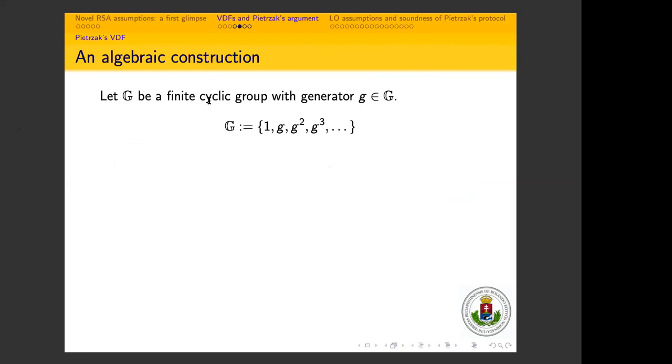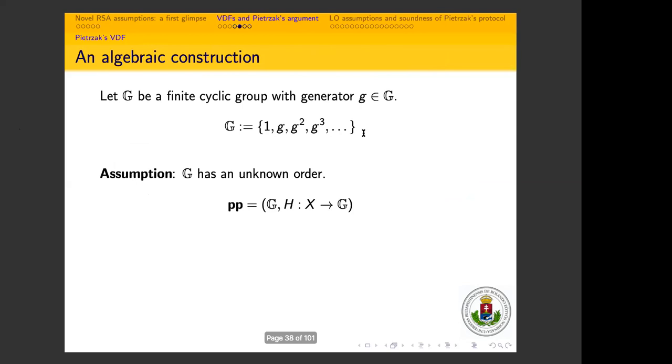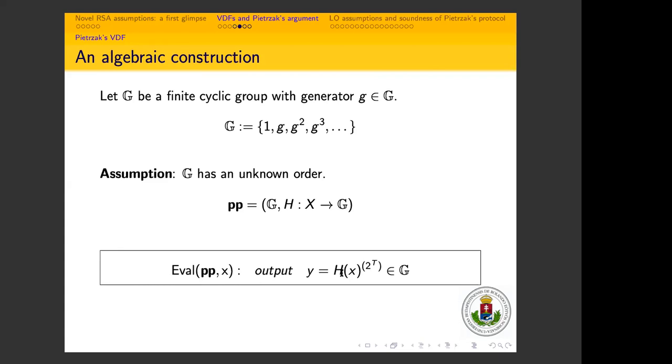Okay, so let's see an instantiation in RSA groups. Let G be a finite cyclic group with generator g, and the public parameter is the group itself. It's just a modulus in most cases, and the hash function. And the evaluation is just, we take x in the domain, hash it, and do this repeated squaring T times.